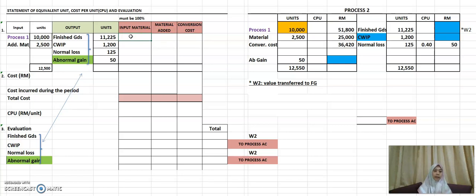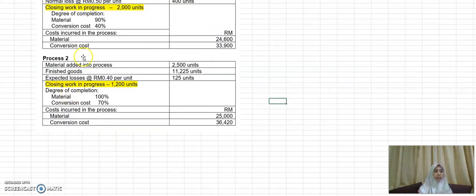Before that, you need to know how many columns you need to prepare. Here you will have 3 columns. Previously for process 1, you had 2 columns. How do you know that you need to have 3 columns? Look at the question. In the question, you have the material added into the process, and you also have the conversion cost.